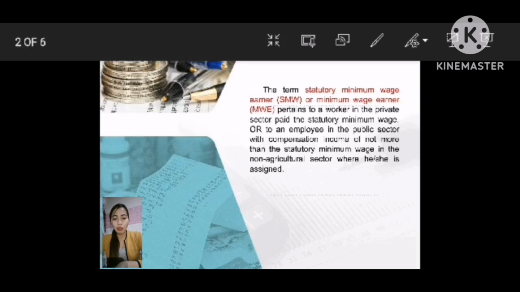These statutory minimum wages are subject to income tax. The exemption also applies to hazard pay, night shift differential, and holiday pay.